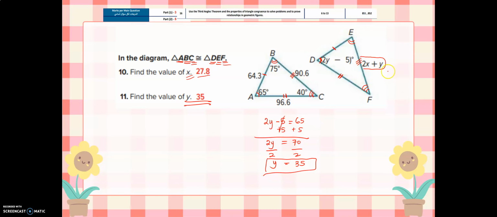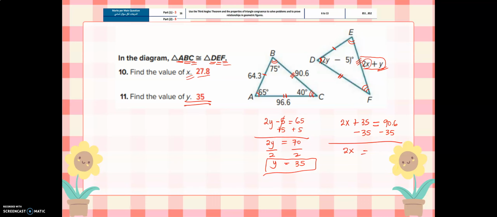Now, we know that y is 35. So in this case, I have to find the value of x by writing 2x plus y, which is 35, is equal to, so as we all know, this side corresponds to this side. So this is 90.6, okay? And we will be using the subtraction property of equality. So I'm going to subtract both sides by 35. So I have here 2x, 90.6 minus 35.